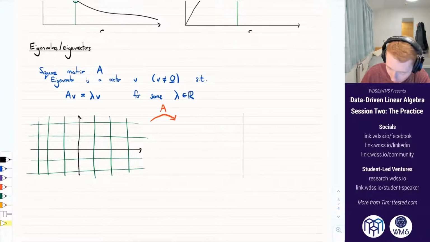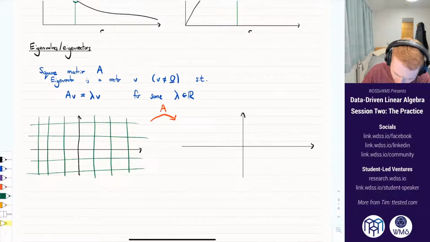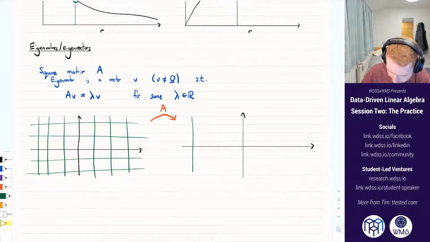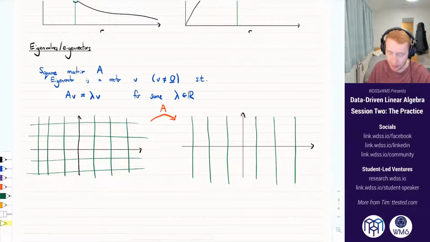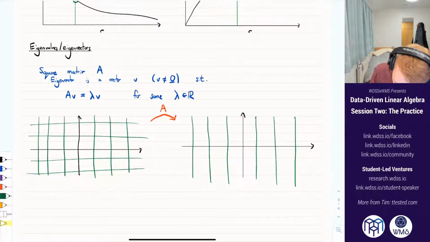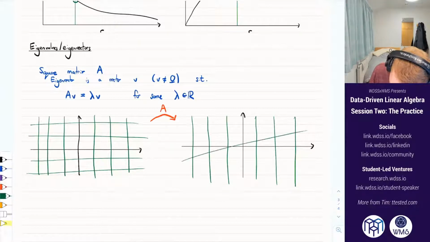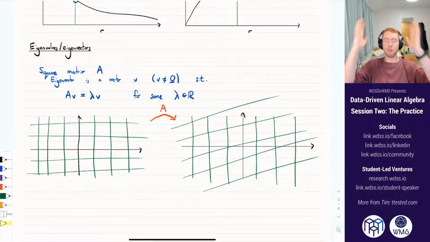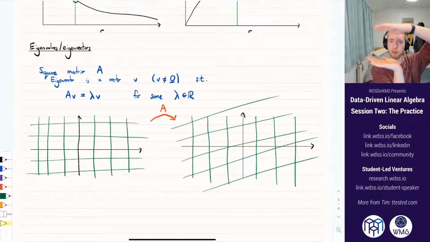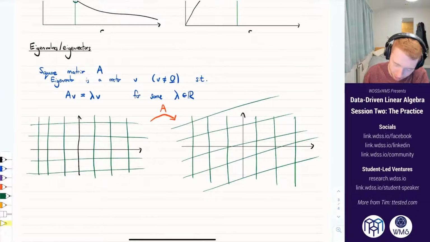And we're going to transform that into a space where the verticals are still vertical, but all of the horizontal lines have been skewed slightly. So now they tilt upwards a bit, like this here. So we've basically taken this flat space and just tilted it up slightly. That's what our matrix A is doing.